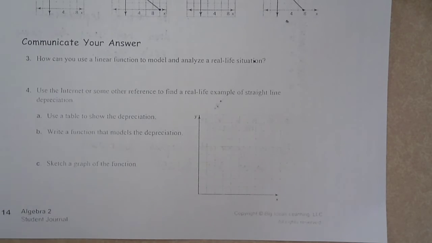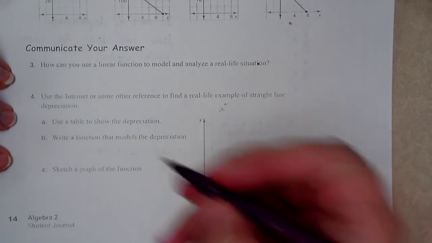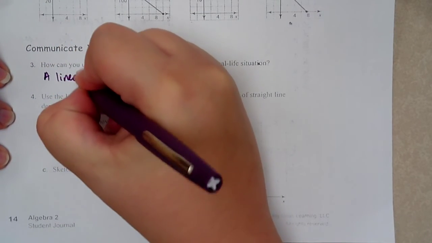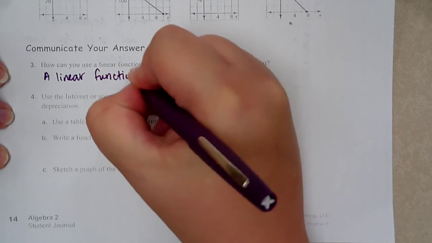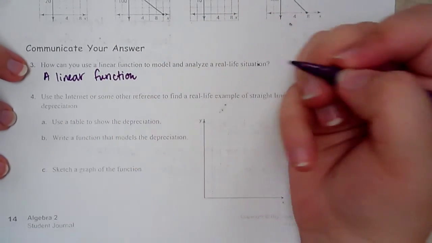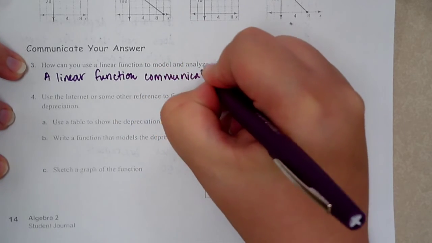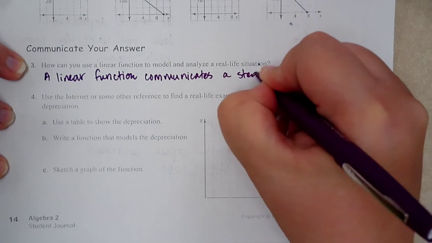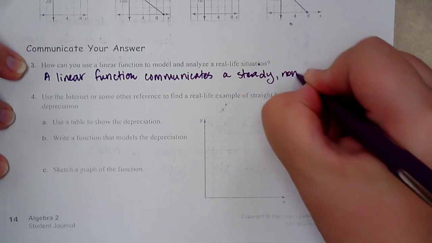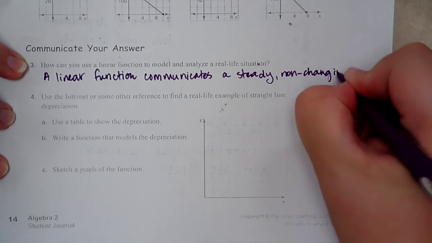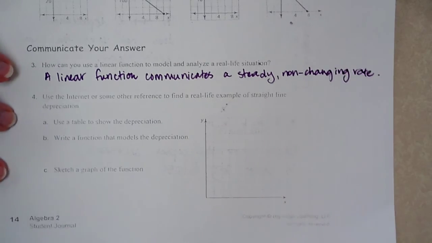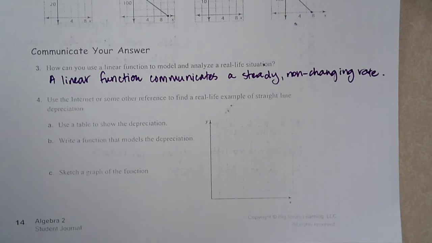So, my answer for this would be that a linear function can model a value that increases or decreases at a steady rate. That's the whole idea of straight line depreciation. So a linear function, and however you word this is fine as long as you get the general idea. A linear function communicates a steady, non-changing rate. And I'm going to say that I don't have to say anything about appreciation or depreciation as long as it is the steady rate.